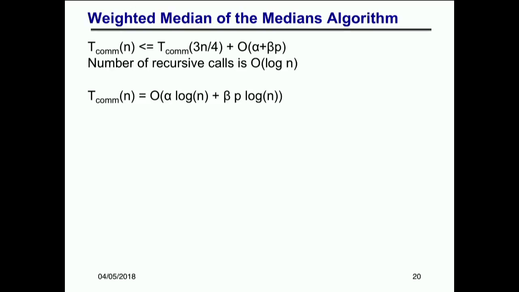Number of recursive calls is log n. 3n by 4 elements being redistributed at every... No, we don't redistribute. That's a great question. So I haven't analyzed the computational cost. This is only limiting the communication cost.